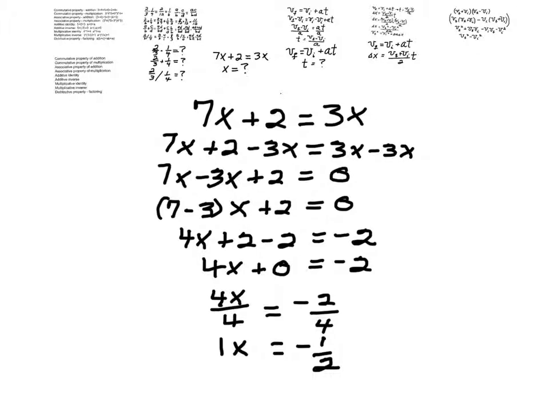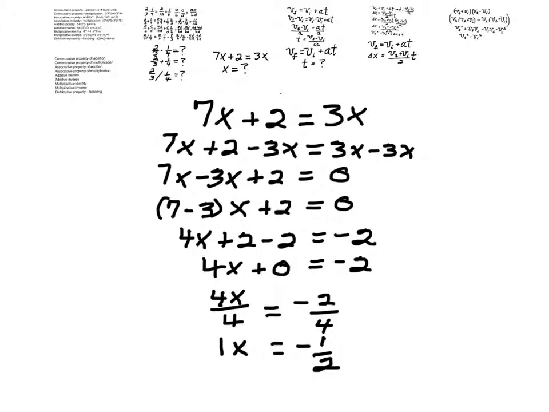7 minus 3 is 4. 4 times x plus 2. I need to get the 2 to the other side of the equation, so I use the additive identity. I have 2. I add a negative 2, so I have to add a negative 2 to both sides of the equation. I got 4x now plus 0 equals negative 2. 4x plus 0 is 4x. That's the additive identity.